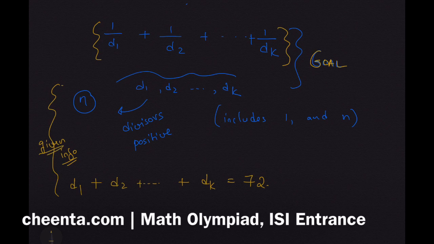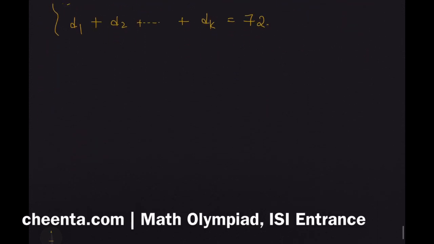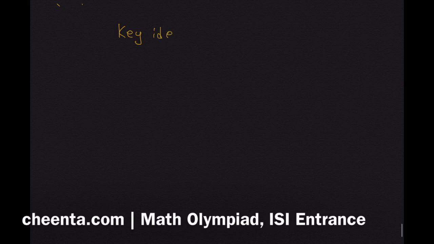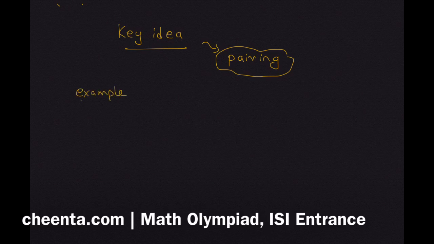Okay, now how do we go about this? The key idea is very simple, but it's very fundamental. It's known as pairing. I'll tell you what it is with an example. So let's take a particular example. We can pair up the divisors of a number. How can we do that?